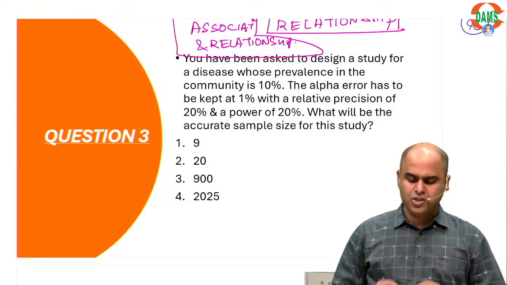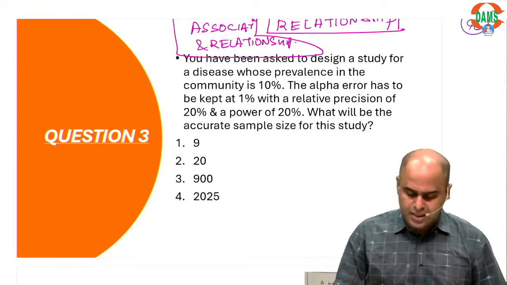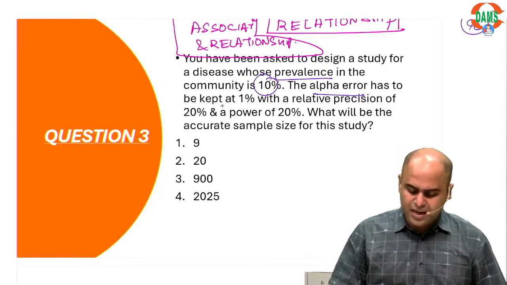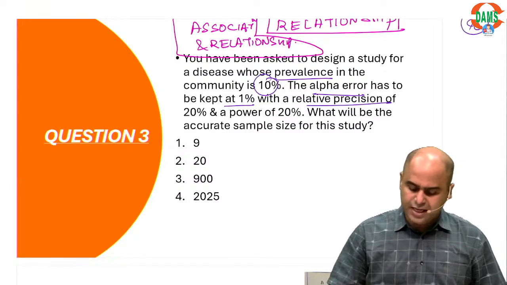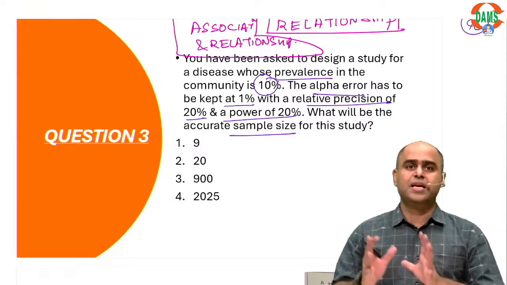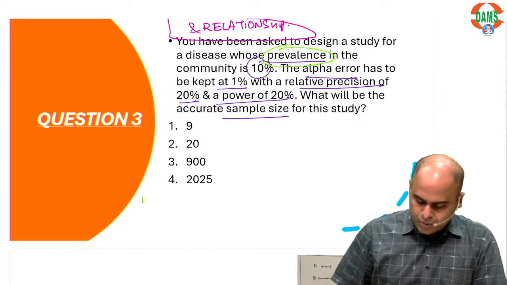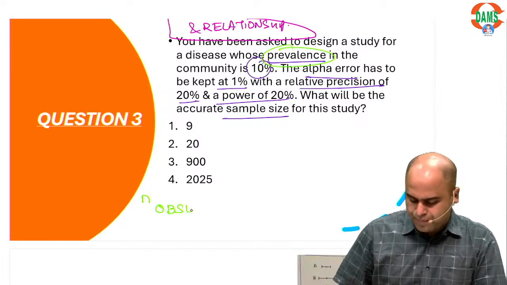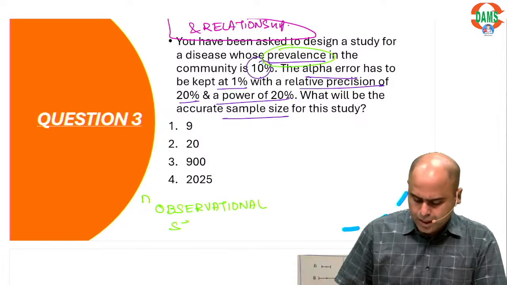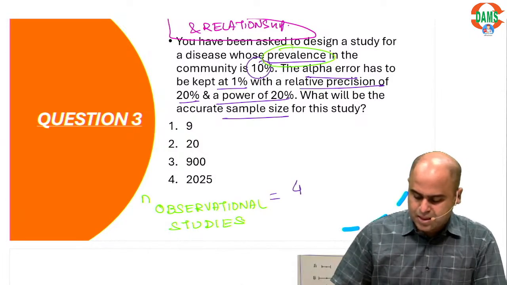You have been asked to design a study for a disease whose prevalence in the community is 10%. The alpha error is kept at 1%. The relative precision is 20%. Power is 20%. They have asked for the sample size formula. First and foremost, because this is prevalence, what is the sample size formula for observational studies? For observational studies, the formula for sample size is Z square PQ by D square.